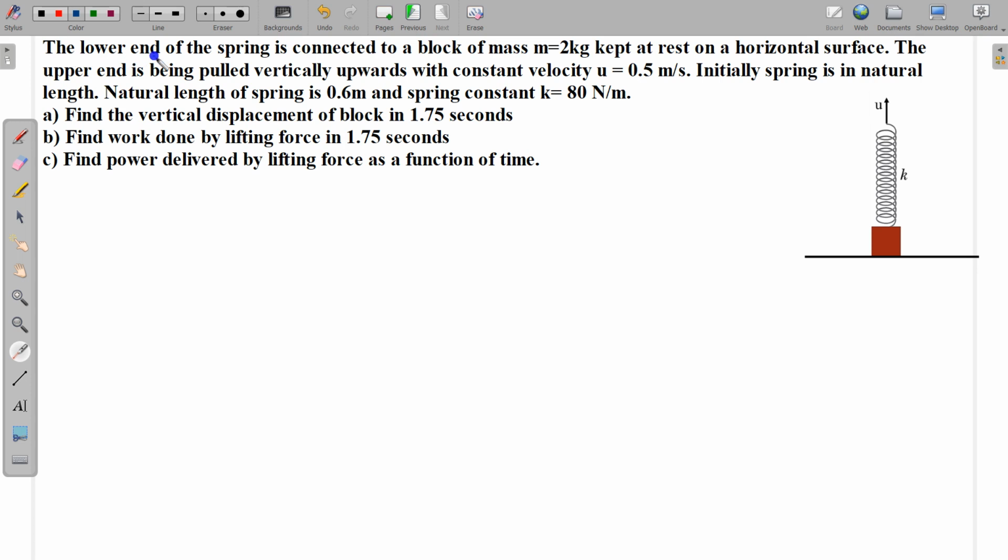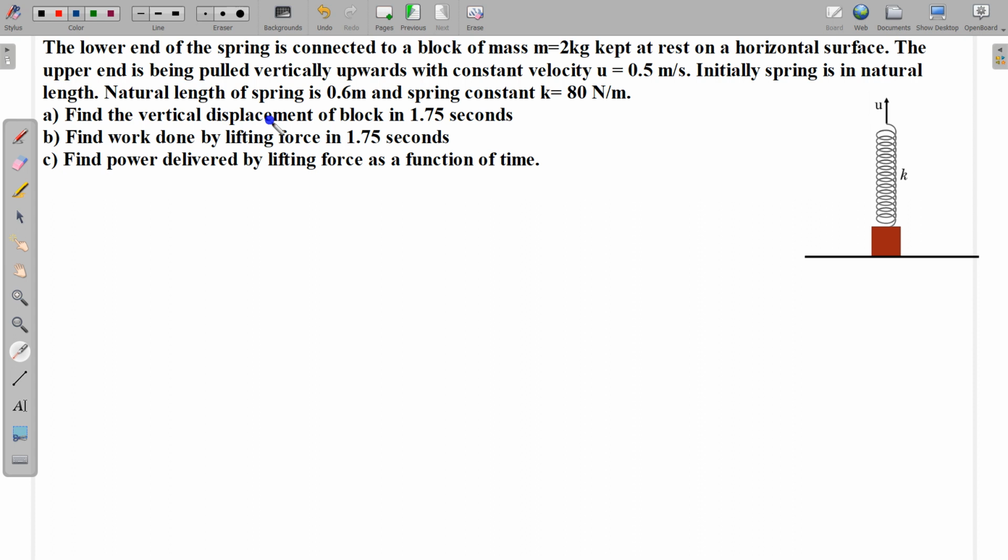In this question, the lower end of the spring is connected to a block of mass m = 2 kg kept at rest on a horizontal surface. The upper end is being pulled vertically upwards with a constant velocity u, which is 0.5 meter per second. Initially, the spring is in natural length. The natural length of the spring is 0.6 meter, and the spring constant k is 18 Newton per meter.